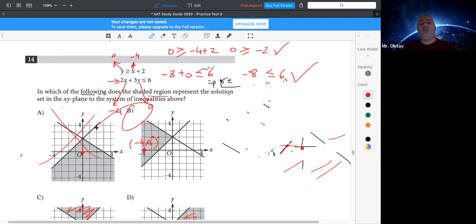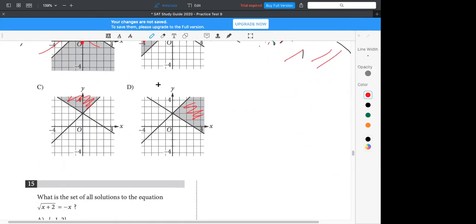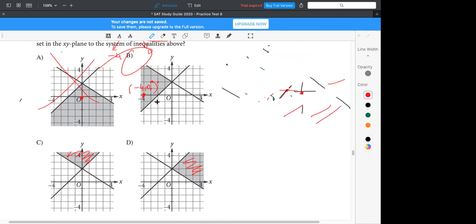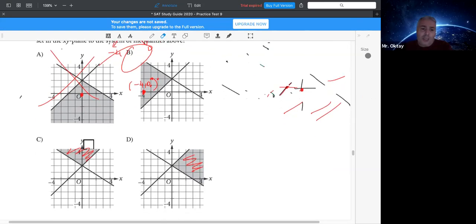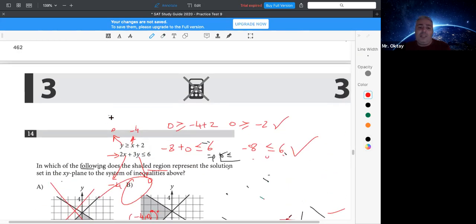So no need to draw the graph. No need to check the test point. No need. Since the graphs are already given, which one is the solution? If you want just to be sure, I can prove that, for example, this is not the solution. How can I prove it? Let me take one point. For example, this point: x is 0, y is 3. So 0, 3 mustn't satisfy.